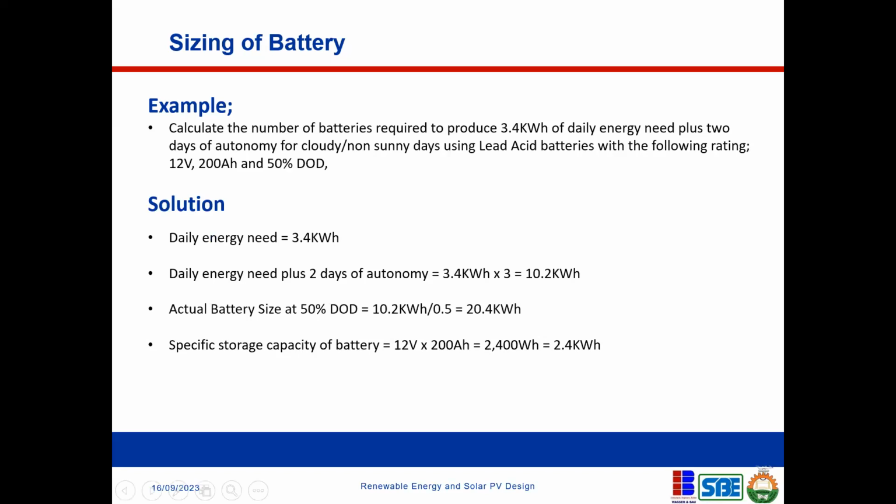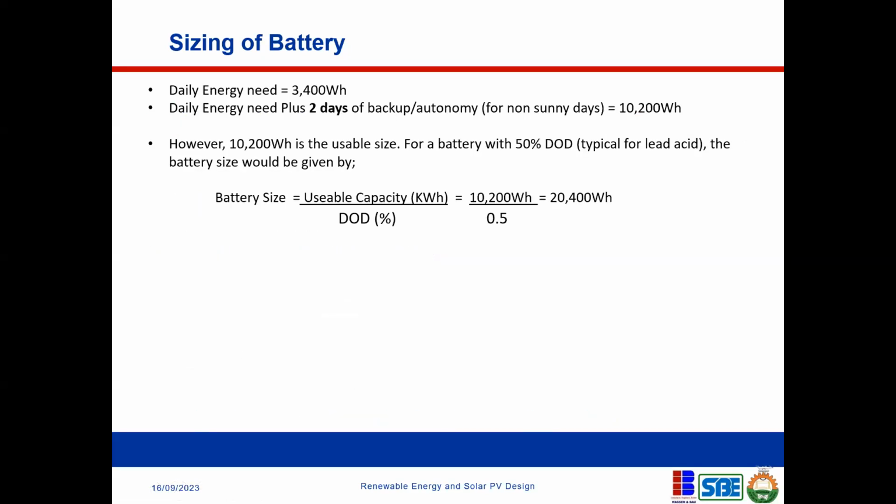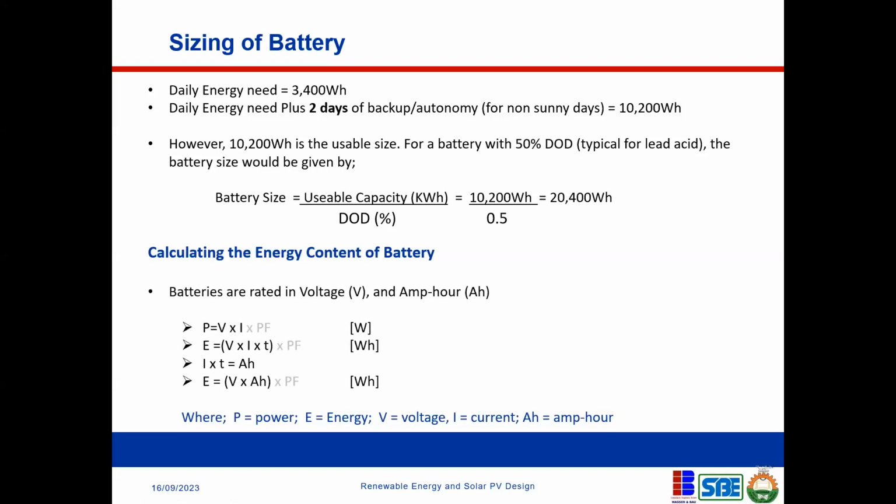Right. But if you check the previous slide, please. Yeah, this one. Batteries are rated in voltage and ampere. So if you want to calculate the power and the energy, you multiply them when you want to get the wattage. So how do you reconcile this with the example you've calculated right now?